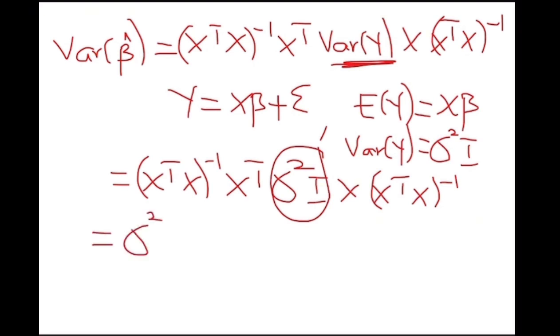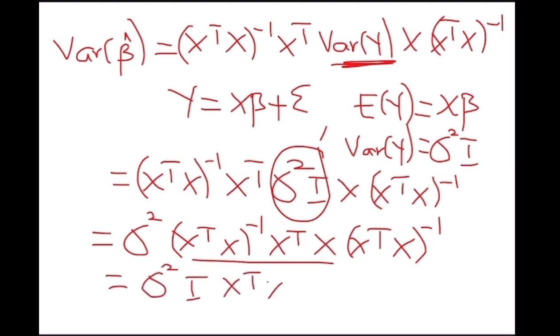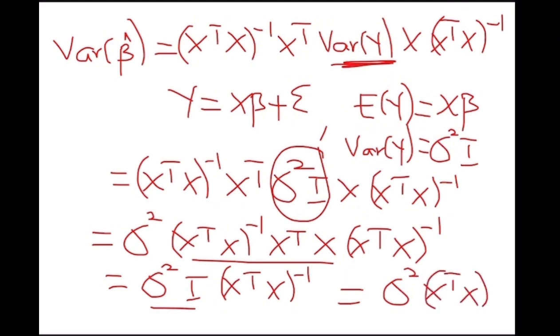When I bring it out, I'm going to have (X transpose X) inverse X transpose X (X transpose X) inverse. Now, when you take a look at these two, that's going to be identity, right? I'm going to have sigma squared I times (X transpose X) inverse. Finally, of course, I'm going to have sigma squared (X transpose X) inverse.